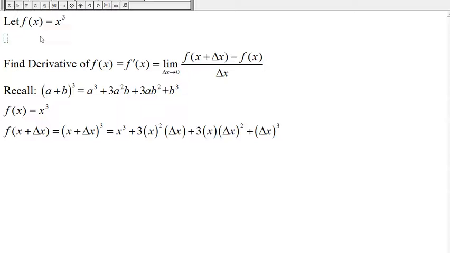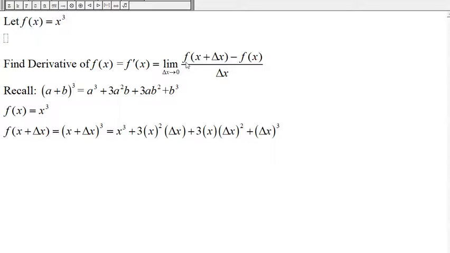Here we have the function f of x equal to x to the third, and we want to find what's called the derivative of f of x. The derivative of f of x is denoted as f prime of x, and is defined with this formula right here: the limit as delta x approaches 0 of f of x plus delta x minus f of x, divided by delta x.